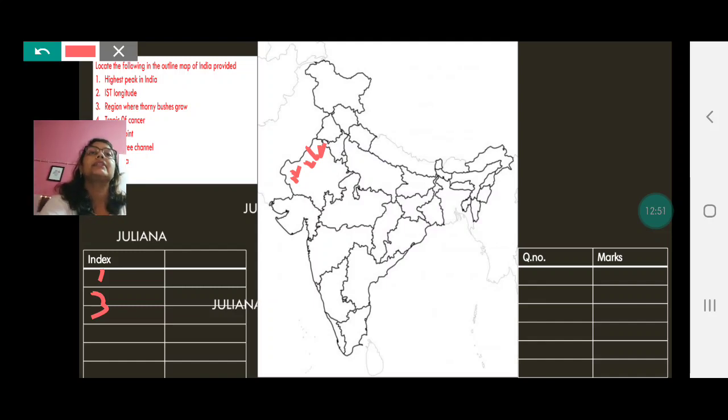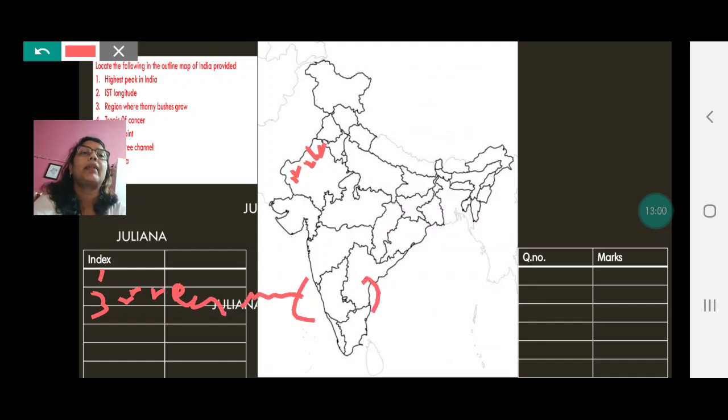The question paper says region where. So here you will draw the symbol, and here you will write region where thorny bushes are found, in bracket Western Rajasthan. But what will you write here on the map? Number 3. It should correspond with this number 3.